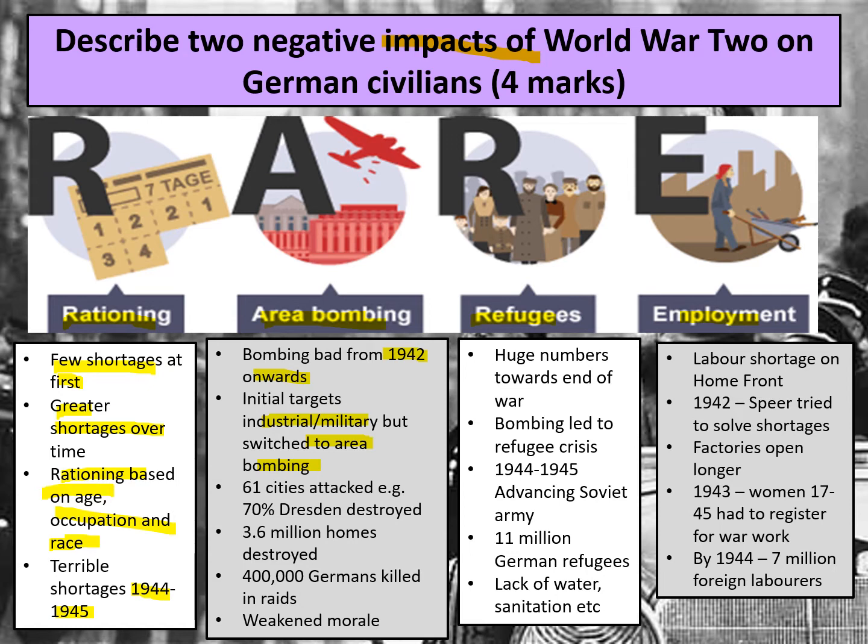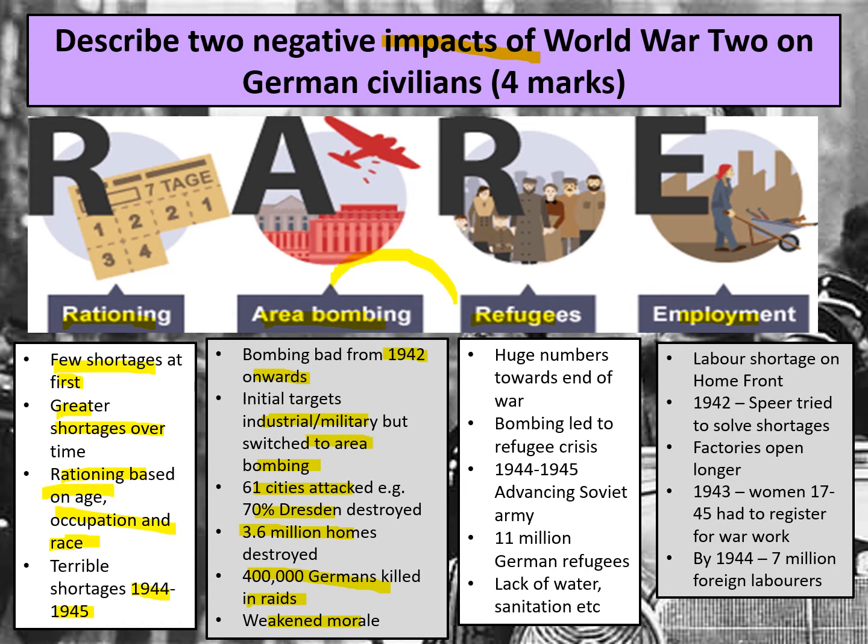targets. You can see here that 61 cities were attacked. Actually, in thinking about areas like Dresden, where there was a particularly bad attack in early 1945, 70% of it was completely destroyed. As a result of these bombings, 3.6 million homes were destroyed, and 400,000 Germans were killed in these raids. And they had a real big impact on them, and they also weakened morale.